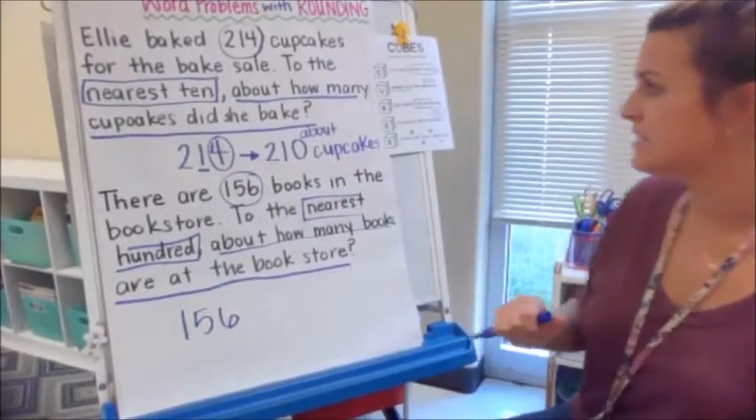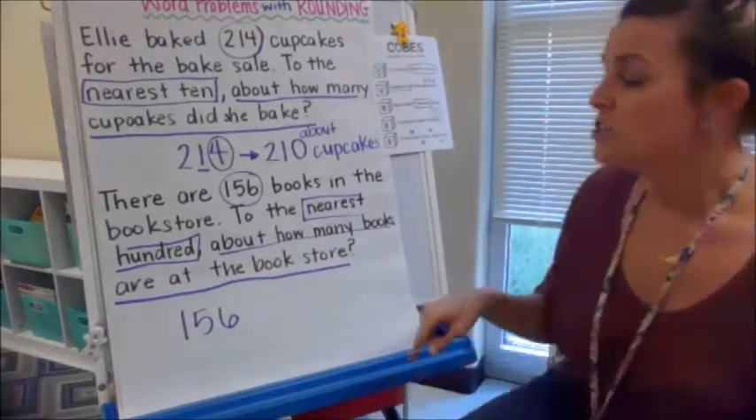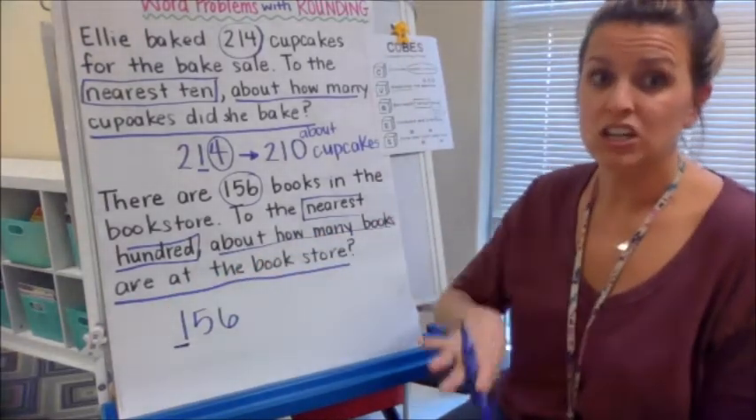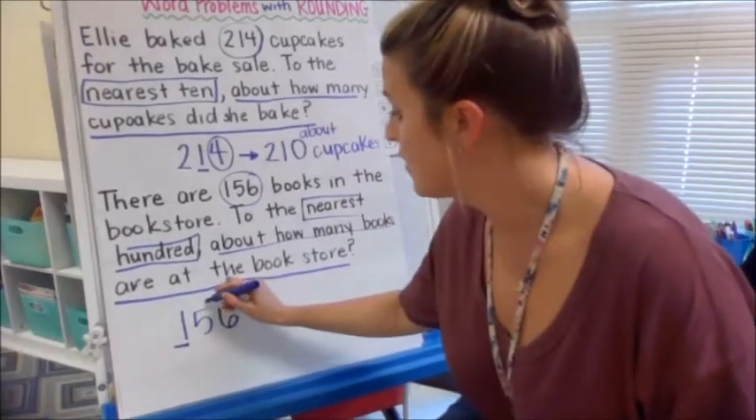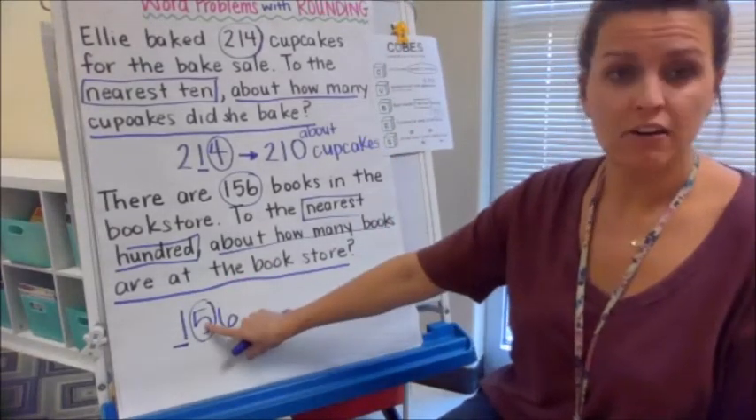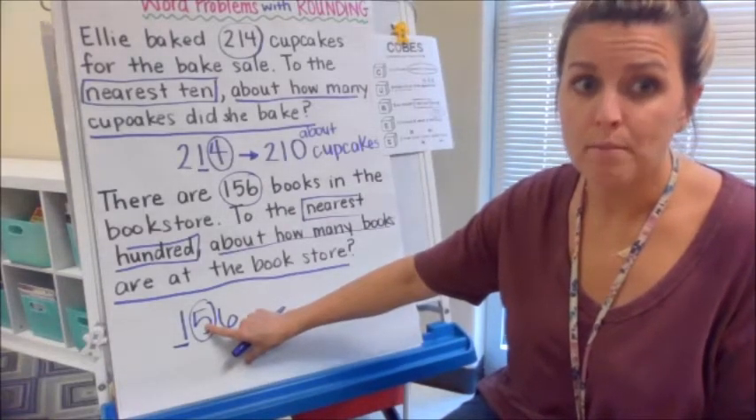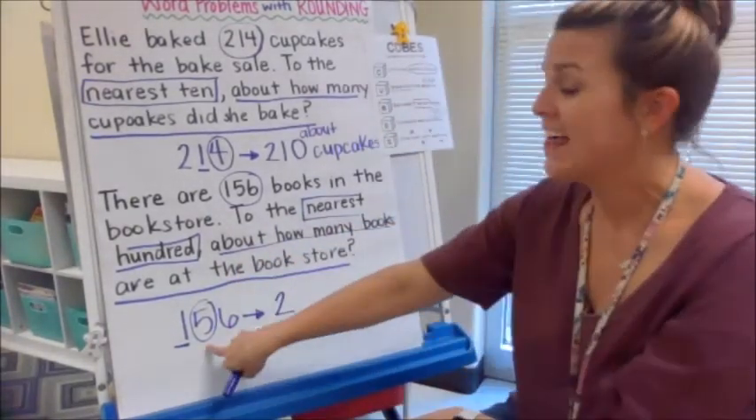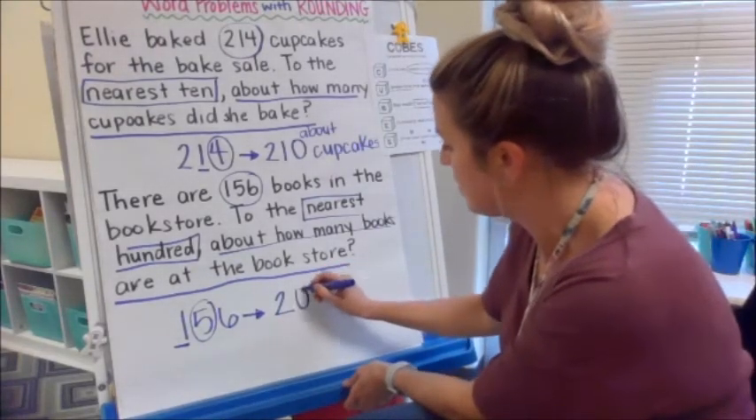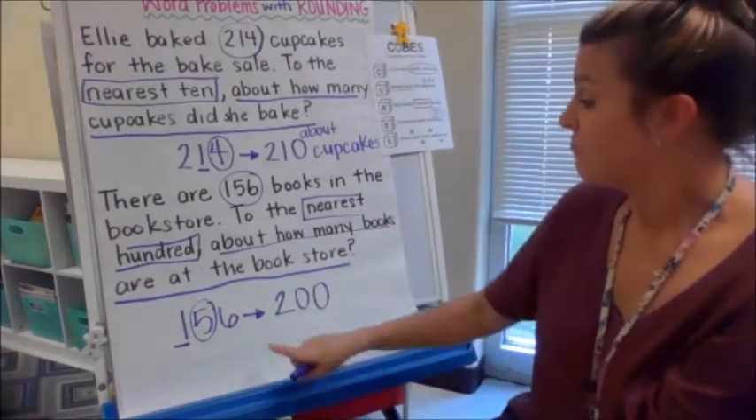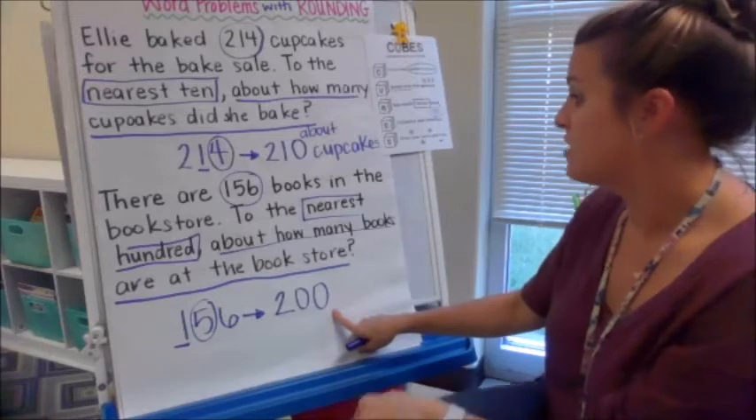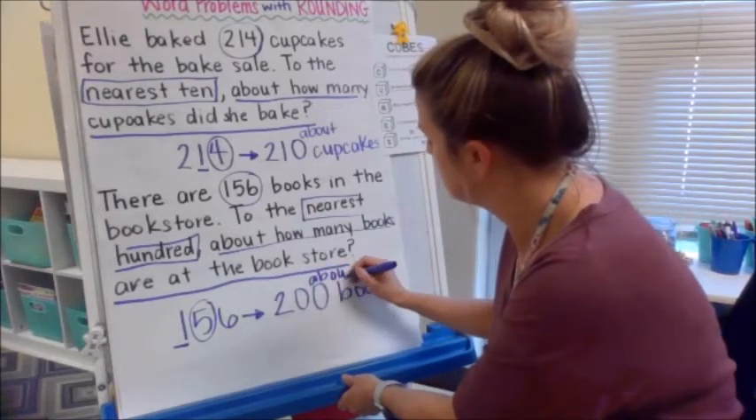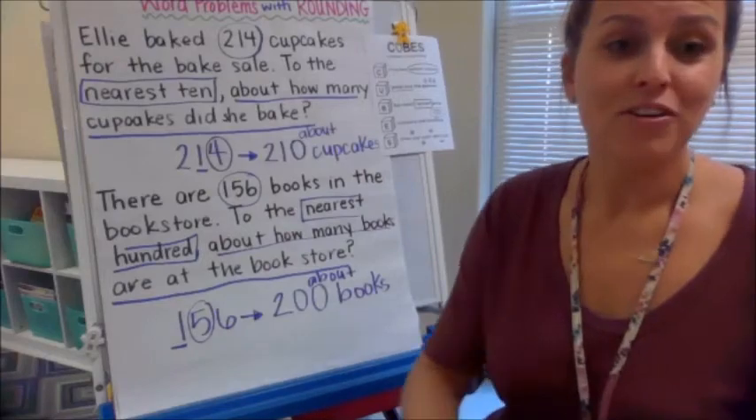All right, good job, guys. Let's take a look. So we're rounding to the nearest 100. So I need to underline the place that I'm rounding to. So my 1 is in the hundreds place. Now I need to look at the number to the right of the hundreds place and circle it. And I need to say to myself, 5 or more, add 1 more. So that 1, getting ahead of myself there, is going to turn to a 2. And then all the digits to the right turn to a 0 when we're rounding to the hundreds. So 200 is your answer. 200 books. And I got to write my about. So about 200 books.